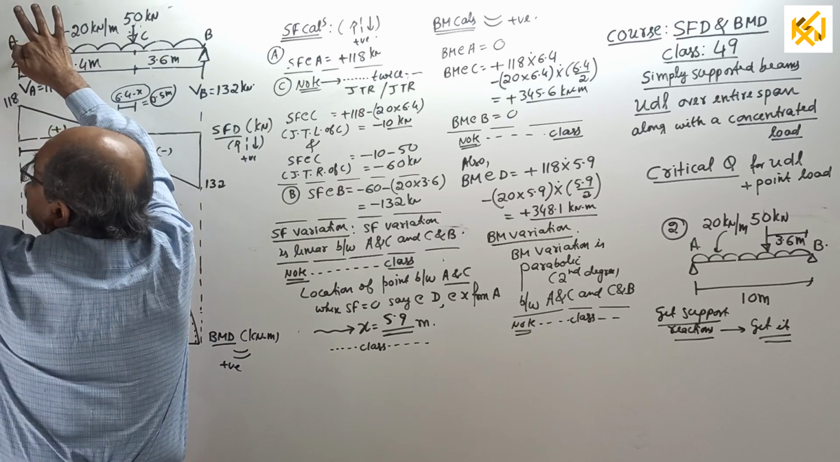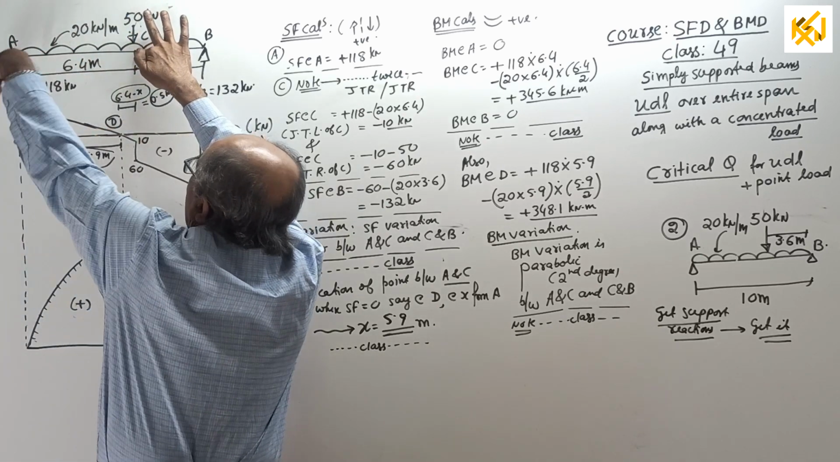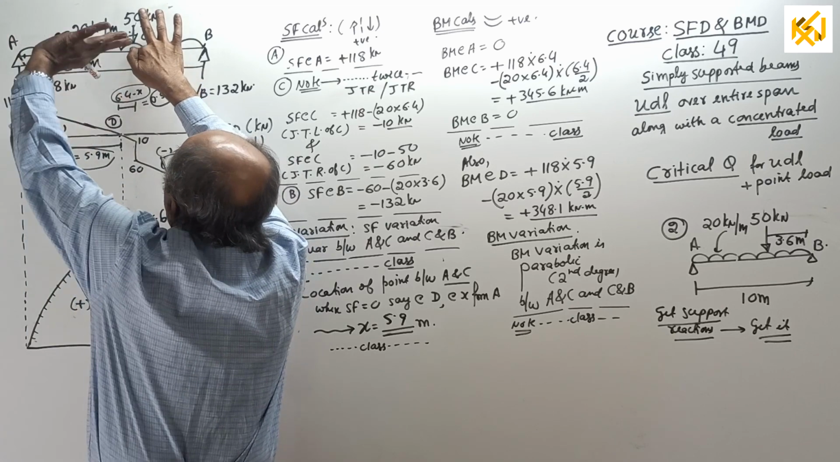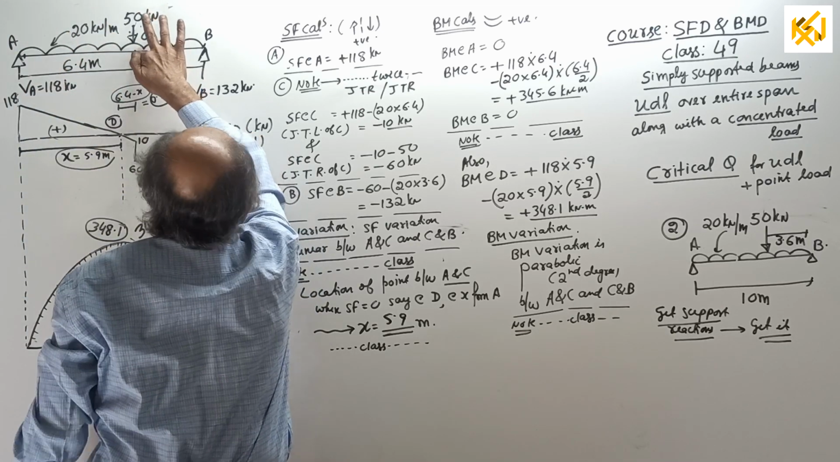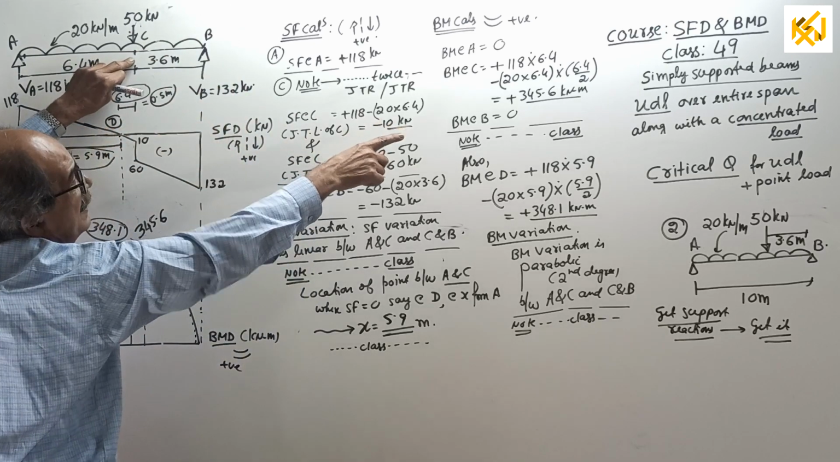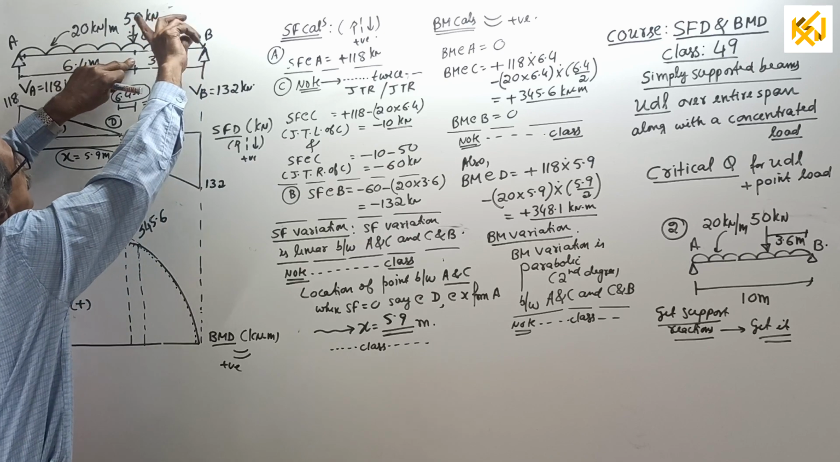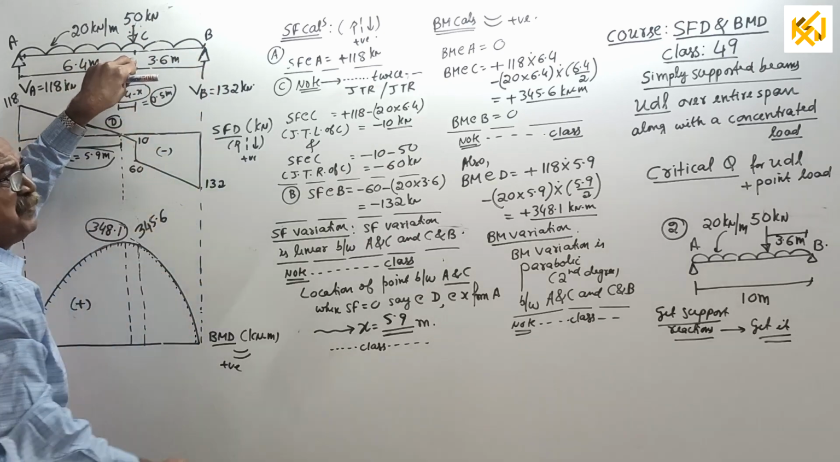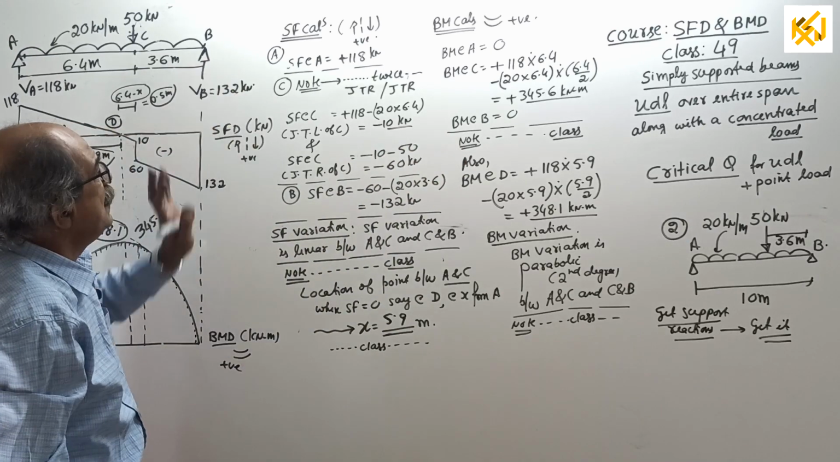Now, BM calculation. BM at A, 0. BM at C, looking this side: plus 118 into 6.4 minus 20 into 6.4 into 6.4 by 2. Or, for those who want, I wrote there, looking this side: plus 132 into 3.6 minus 20 into 3.6 into 3.6 by 2. Okay. BM at B, 0.